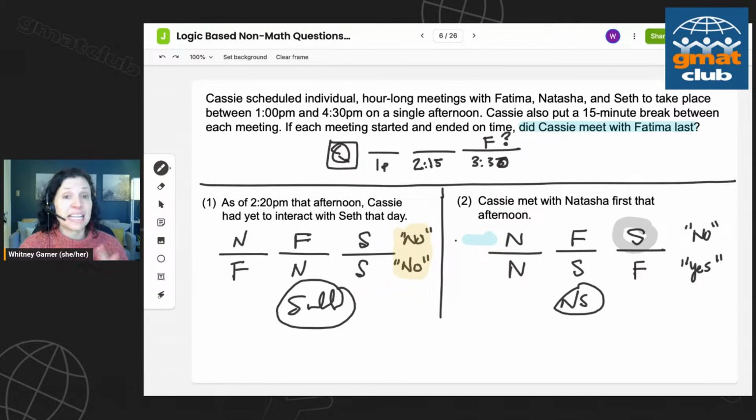Yeah. Because it says if each meeting started and ended on time, meaning that whoever showed up to the 2:15 meeting got there on time. And so if Cassie hasn't laid eyes on Seth as of 2:20, that means that Seth can't have been her 1 o'clock or her 2:15. It must be the case that Seth is her 3:30. So could Cassie have been her 3, or could Fatima have been the 3:30 if Seth was the 3? No. Not possible.